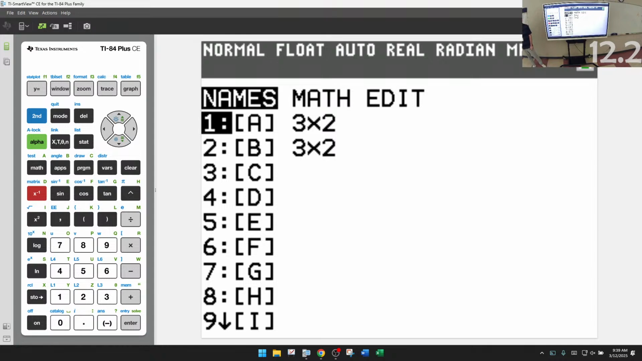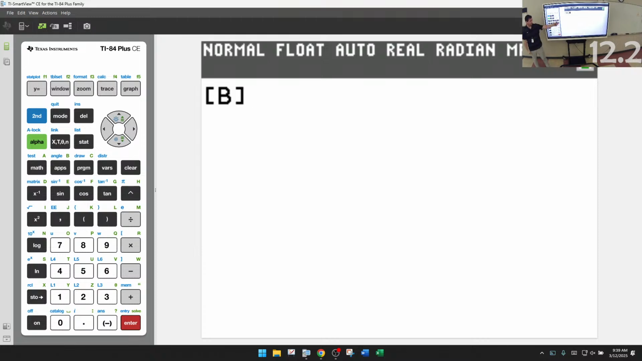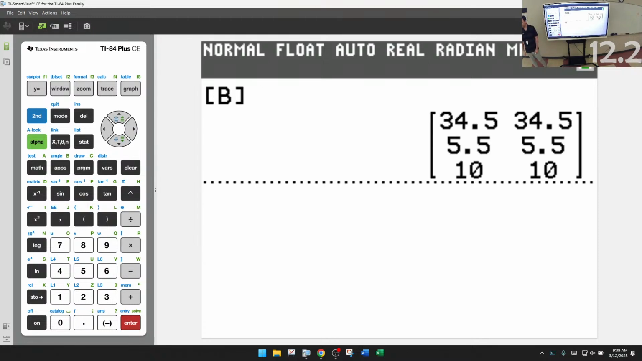There's a B. It's a 3x2. And if I go down, I'm not going to go to edit. Don't go to edit. I mean, you can, but don't. Just go down to 2 and hit enter. Look, matrix B. What is matrix B? There it is. Those are the expected counts. So it lists all the expected counts for you without having to do them individually.